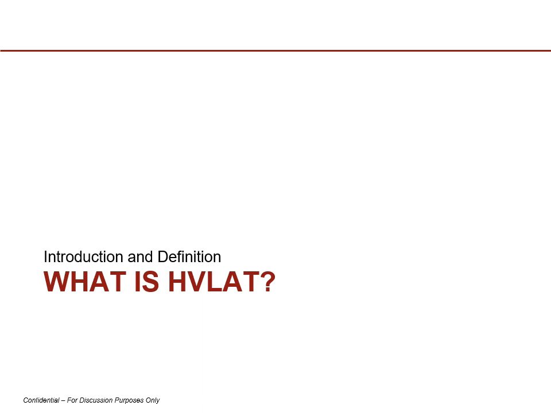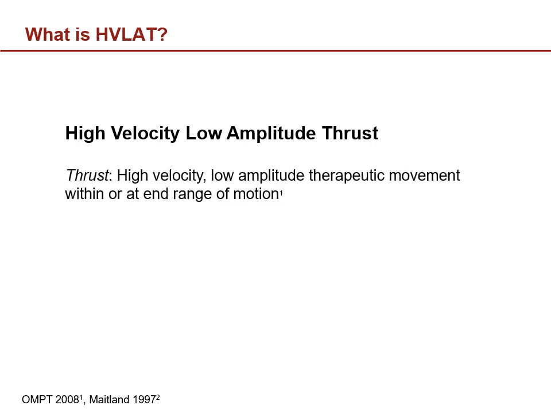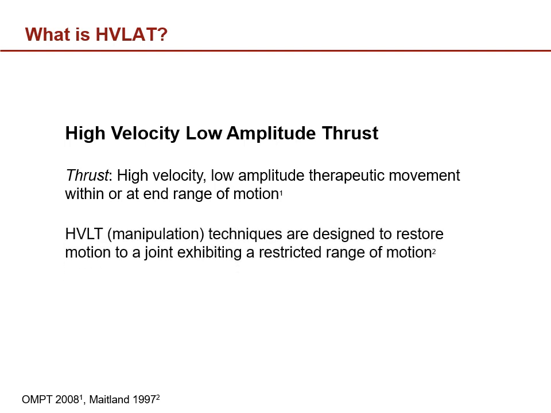So we're going to start off with our introduction and definition of what is an HVLAT. A high velocity low amplitude thrust is a therapeutic movement that's performed at a high speed within a relatively short distance within or at an end range of motion. And these techniques are designed to restore joint motion, particularly in joints that have a restricted range of motion.